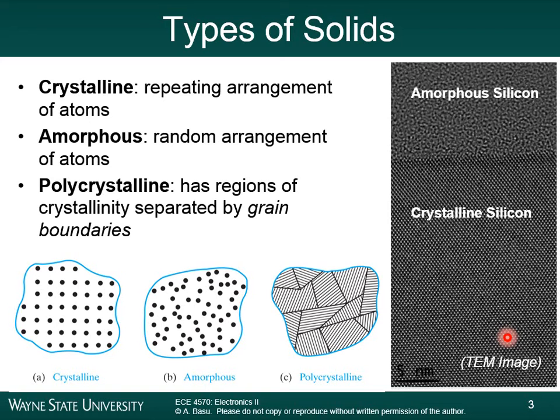So silicon can also exist in amorphous form. It can also exist in a crystalline form. Now, this is an example. This is what's called a TEM image. Does anyone know what TEM stands for?